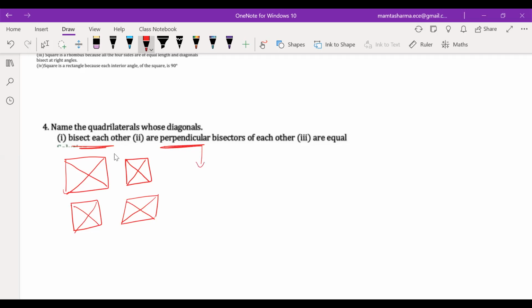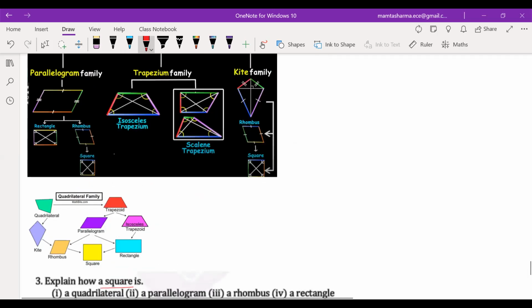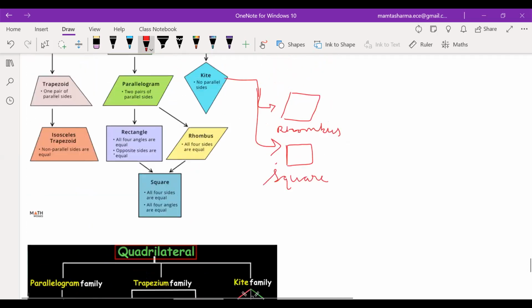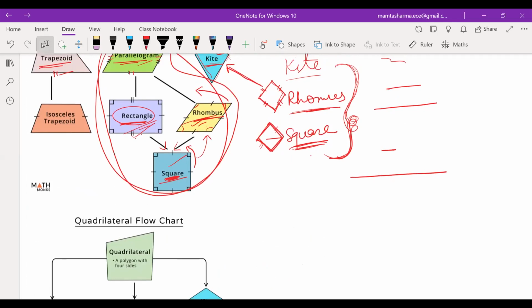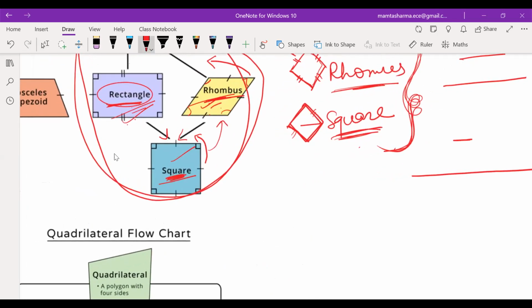Ma'am, in a square, is it perpendicular? Perpendicular means the diagonals are perpendicular to each other. Yes, in a square it is perpendicular. We can see here. See, this is a square. Here in a square, the diagonals bisect each other and they are perpendicular also.